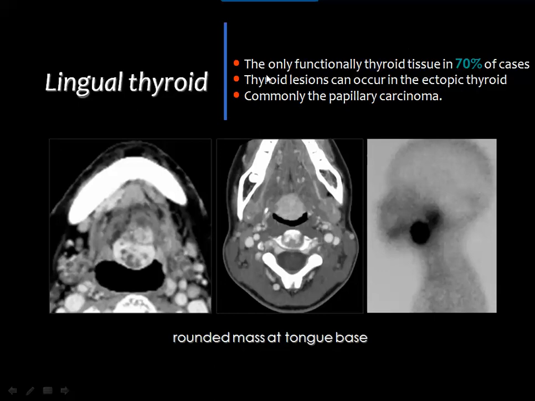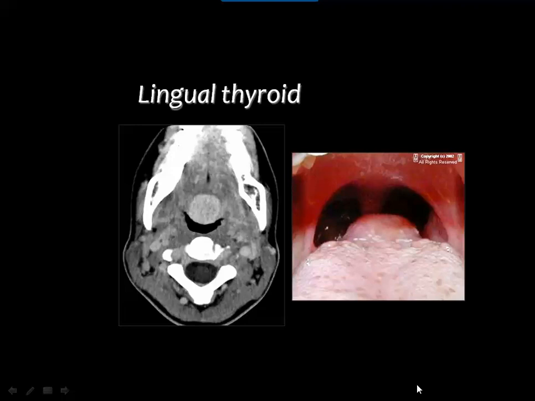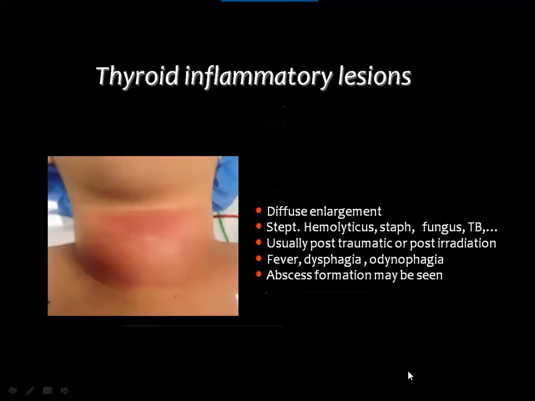This lingual thyroid may be the only functioning thyroid tissue in about 70% of the cases. The same lesions occurring in the thyroid gland can occur in the lingual thyroid, especially papillary carcinoma, which is the most common type of malignancy in the thyroid gland. And this is the appearance of a lingual thyroid, and the CT scan of the same case showing the mass related to the mouth floor encroaching on the oral cavity.